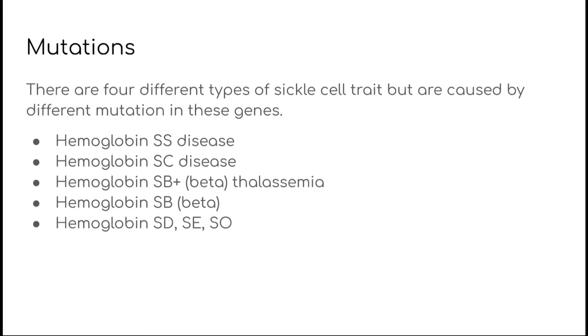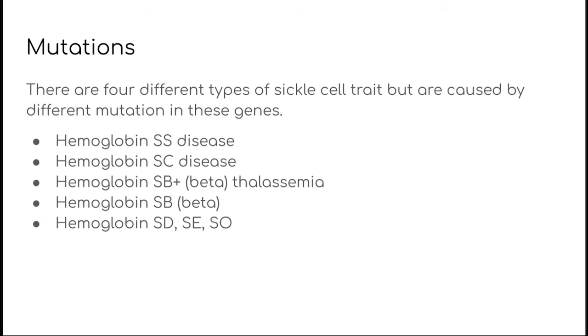There are 4 different types of sickle cell disease, caused by different mutations in these genes. There is hemoglobin SS disease, SC, S beta plus, S beta, SD, and SO. Now you might have heard me say hemoglobin S beta plus and hemoglobin S beta. It kind of sounds the same, but the difference is that there is the S beta plus and then there is the regular S beta. So the S beta plus is the one that we are more focused on in this presentation.